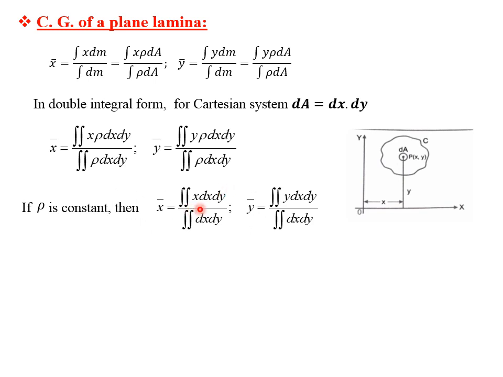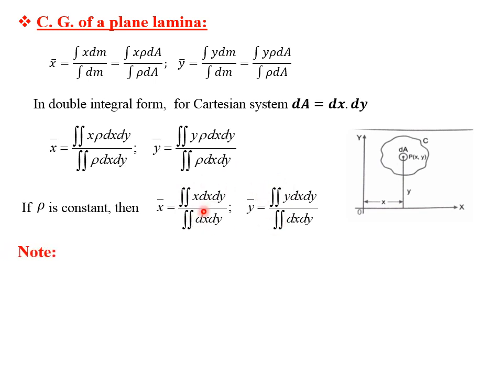x bar is equal to double integration x dx dy upon double integration dx dy. y bar is equal to double integration y dx dy upon double integration dx dy. Clearly, as rho is a constant, we can take it common out from both numerator and denominator double integrations, which can be directly cancelled, and we get these two formulae for x bar and y bar.